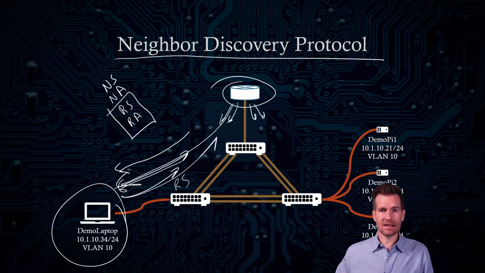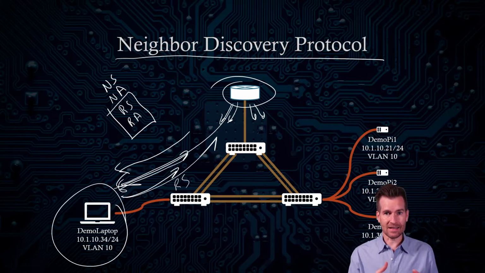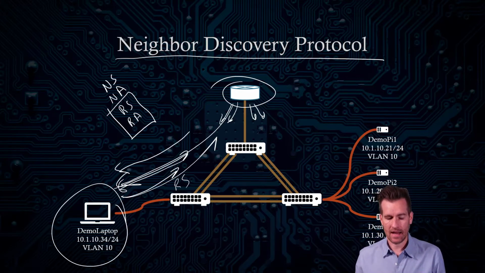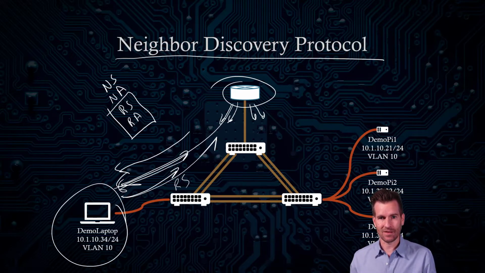And so that is needed both if you're doing stateless and using SLAAC, and it's also used if you're doing stateful. If you have a DHCP version 6 server on your network, it still needs that router information, and so that's the starting process of this.